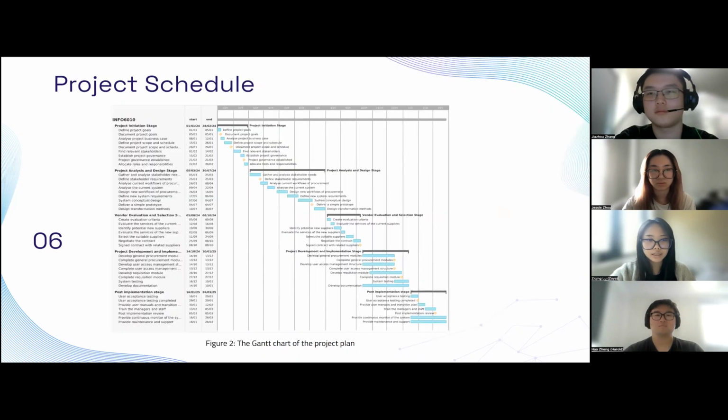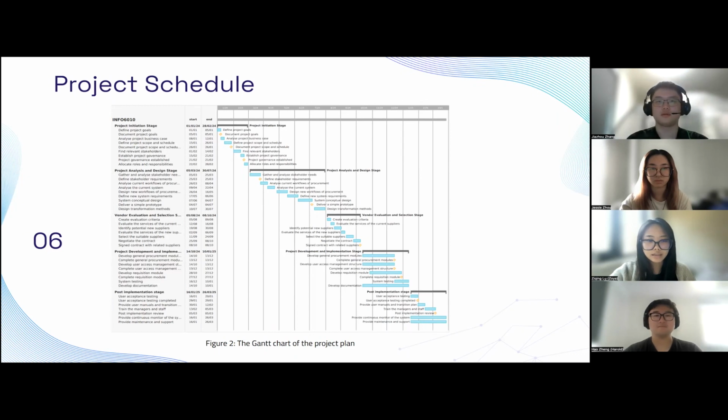Next, please. Next is the project schedule. This project will start from January 2024 to March 2025, with a total duration of 15 months, which has 5 stages and 11 milestones. During the initiation stage from January to February, we will be setting our goals, documenting project basics, and establishing governance. Then the project analysis and design stage from March to July, our focus will be on gathering stakeholder requirements, analyzing current workflows, and designing new ones.